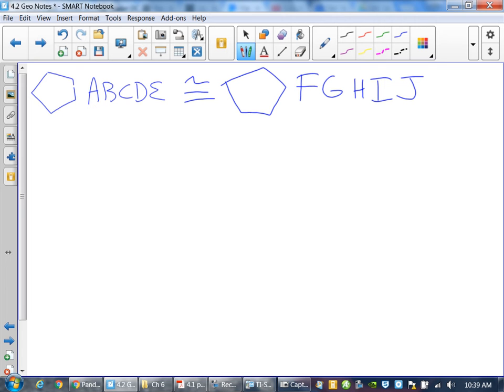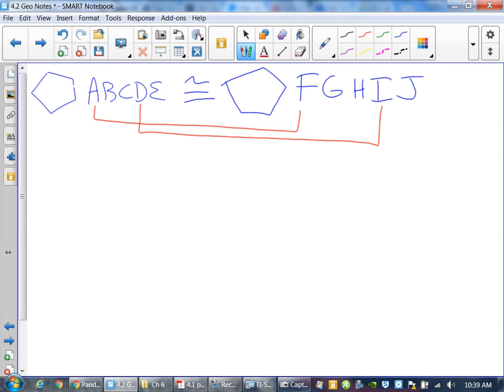For example, I know that angle A matches up with angle F, and the reason that it does that is because they're the first letters. I know that angle D is the fourth letter. It has to match up with the fourth letter of the other. That's all this is. It's direct correspondence between the lettering.